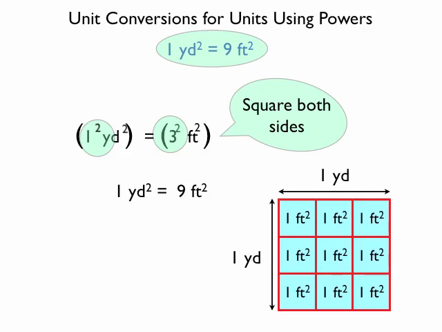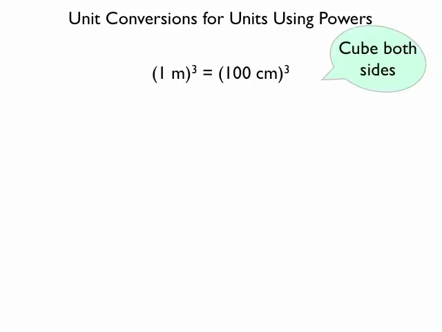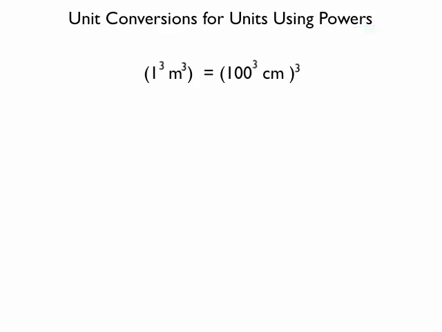We can raise other units to powers in the same way, always remembering to distribute the power across the entire equation. Let's do one more example, starting with the fact that 1 meter is equal to 100 centimeters. To find the number of cubic centimeters in a cubic meter, we need to cube both sides of the equation. We distribute the cube over each term. On the left, we just have 1 cubic meter.